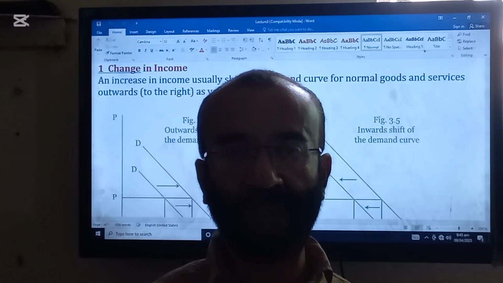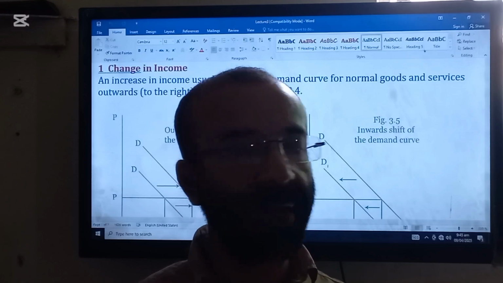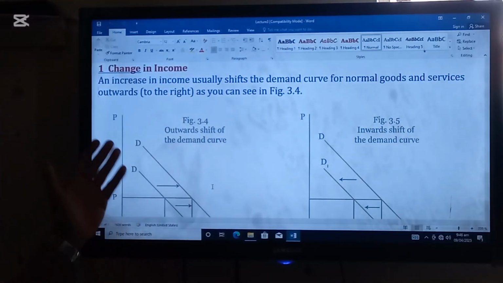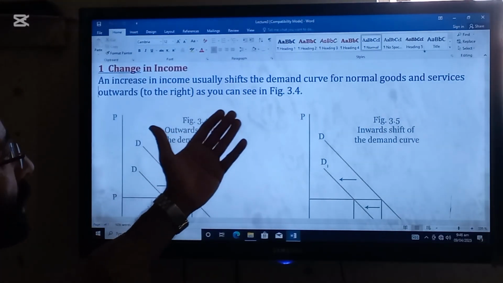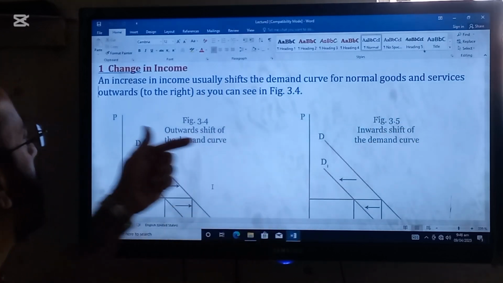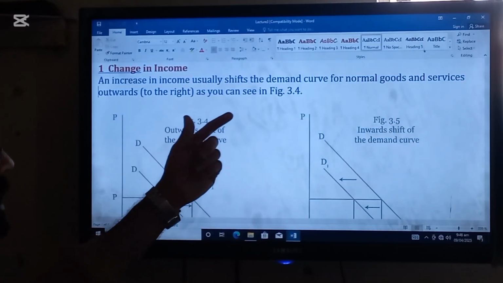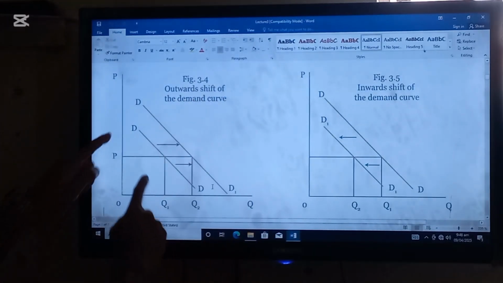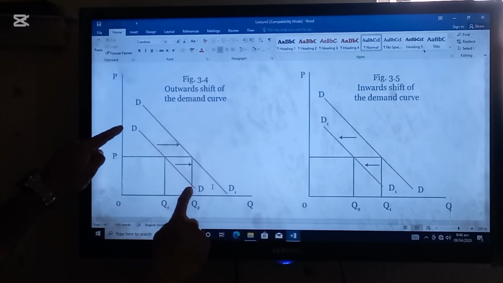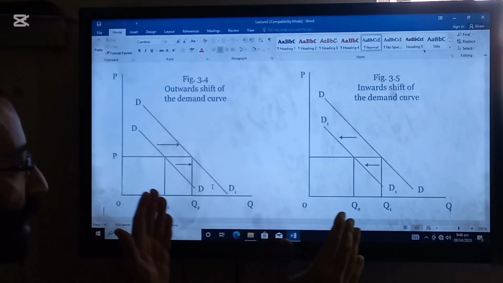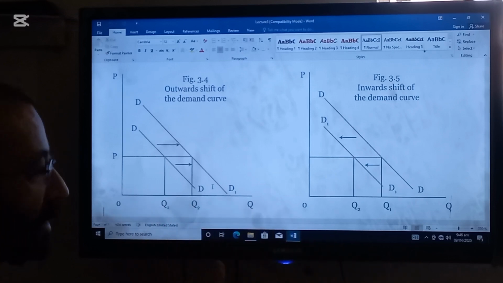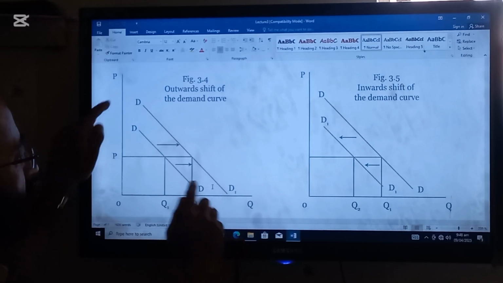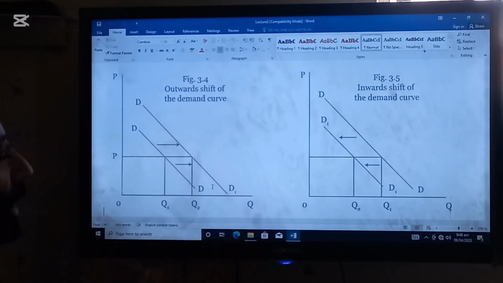Now we are going to read the effect of the change in income on the demand curve. So concentrate now. An increase in income usually shifts the demand curve for normal goods and services outwards to the right, as we can see in figure 3.4. So here is figure 3.4. This was the original demand of the commodity, but when income is increased in a particular area, the price of the good is fixed but the income is increased, so the demand for the commodity will be increased, so the demand curve will move to the right.